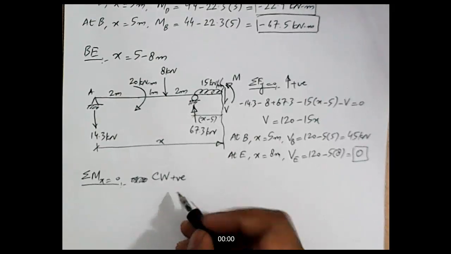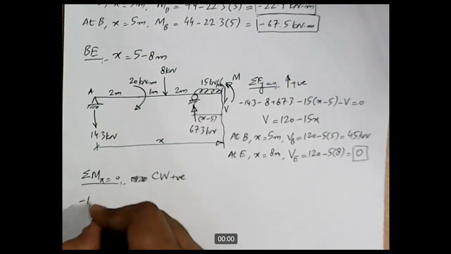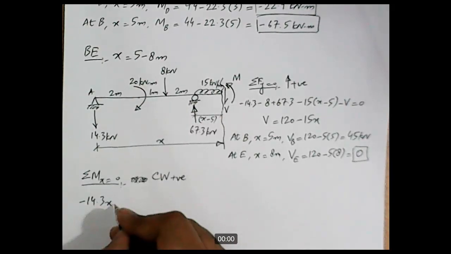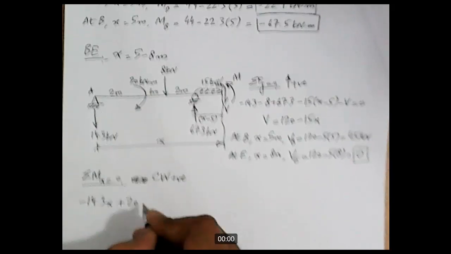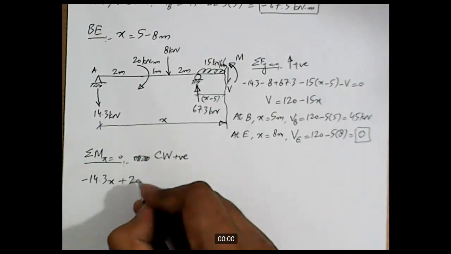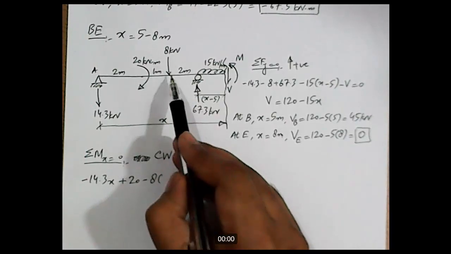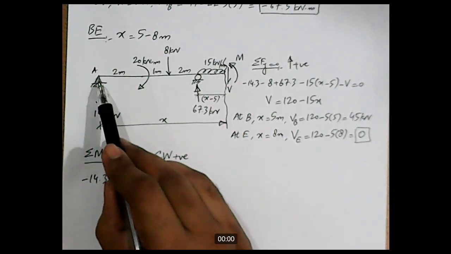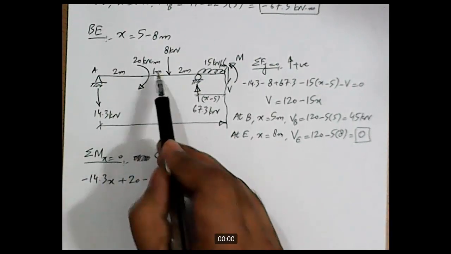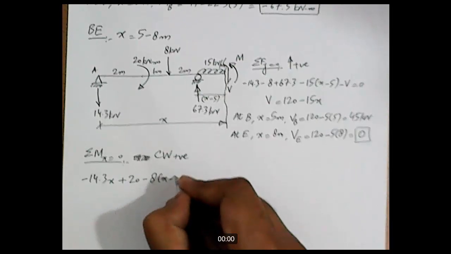Now let's write down the equation. 14.3, this is the section, it will produce counterclockwise movement, so it is minus 14.3 into x. Then this 20 is in clockwise direction, so it will be taken as positive 20, and then this 8 kilonewton force will produce counterclockwise movement, so minus 8 into, now how much is the lever arm, the distance between this force and the section? Total distance from point A up to the section is x, and the distance between A and the force is 3, so this distance is x minus 3.